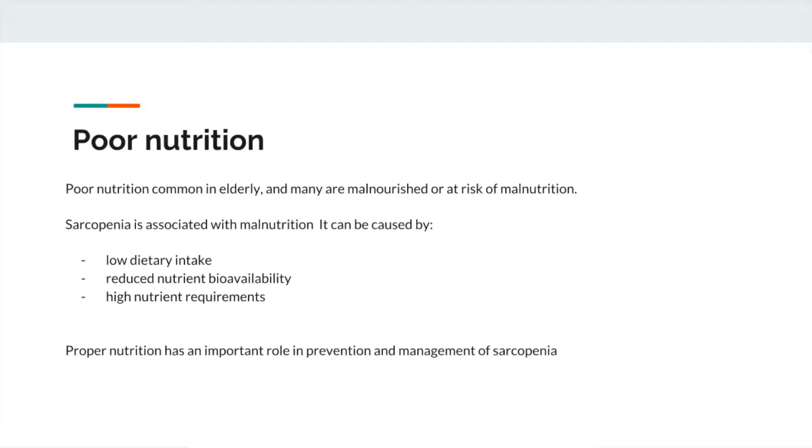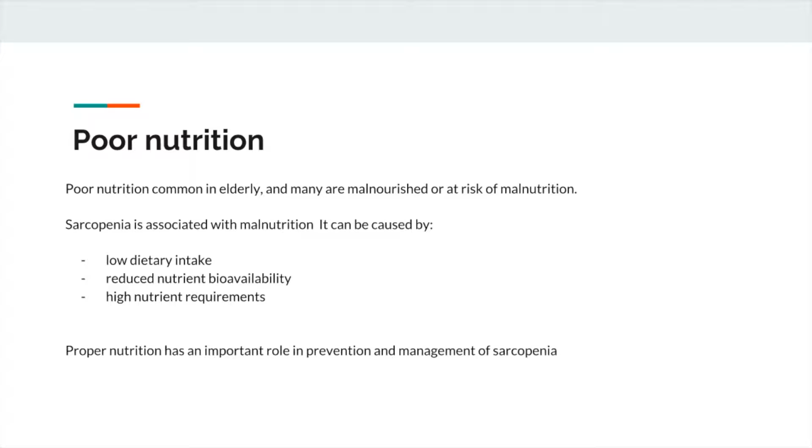Lower food intake with aging leads to weight loss, which has influence on muscle mass, strength, and physical function. Sarcopenia is associated with malnutrition. According to the European Working Group on Sarcopenia in Older People, malnutrition may be caused by low dietary intake, for example starvation or inability to eat, reduced nutrient bioavailability, for example diarrhea and vomiting, and high nutrient requirements, for example inflammatory diseases such as cancer or organ failure with cachexia.